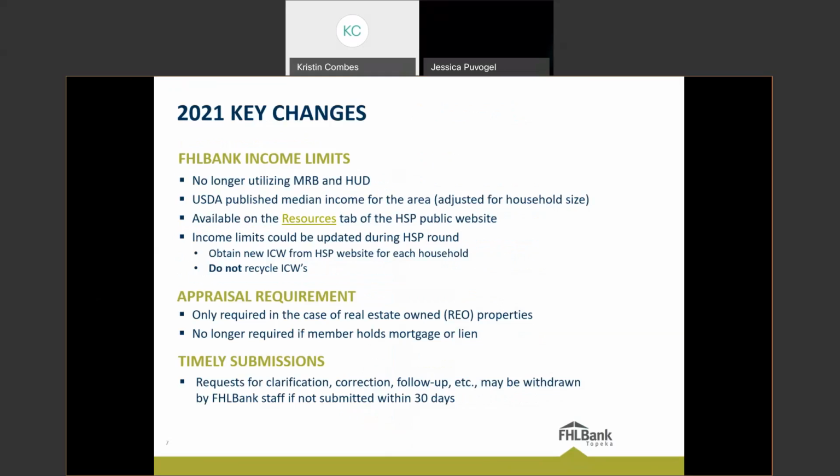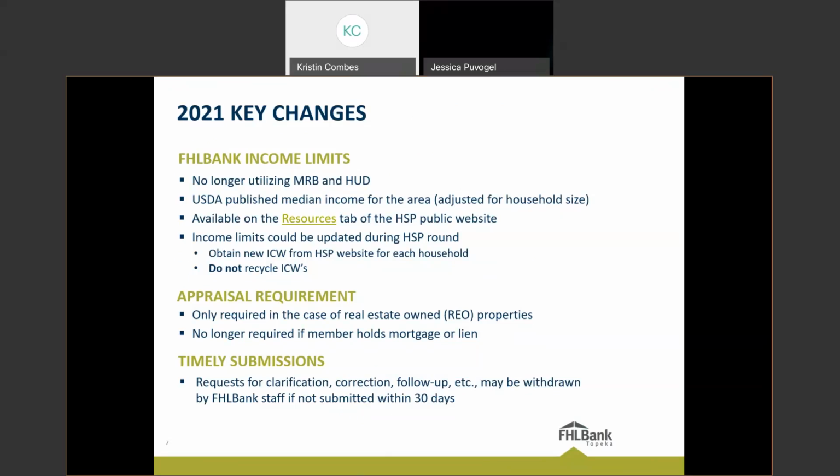A few changes have been made to the program. In the past, we have utilized MRB and HUD income guidelines. Kansas eliminated their bond program, so we are no longer able to utilize MRB income guidelines, as we have to use the same type of guideline for each state. Because of this, we have switched to the USDA income guidelines.